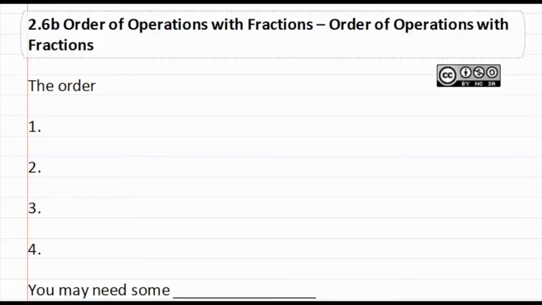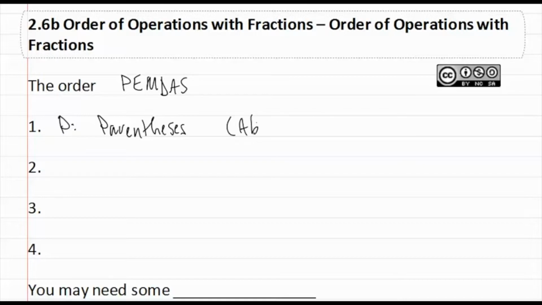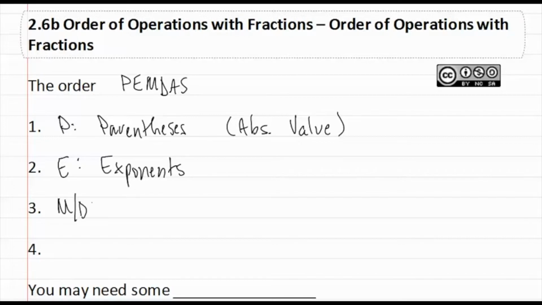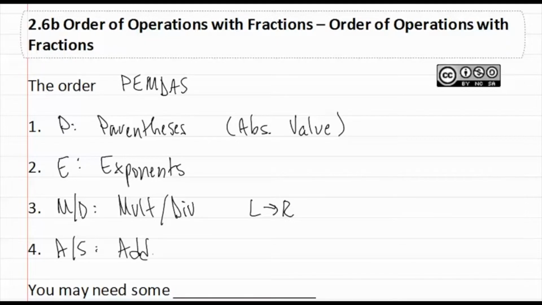2.6b, Order of Operations with Fractions. Remember, the order can be remembered with PEMDAS, or Please Excuse My Dear Aunt Sally, where P is parentheses, but it can also be an absolute value. E is for exponents. M/D is for multiply and divide, which goes from left to right. And the A and S are for add and subtract, which also goes left to right.